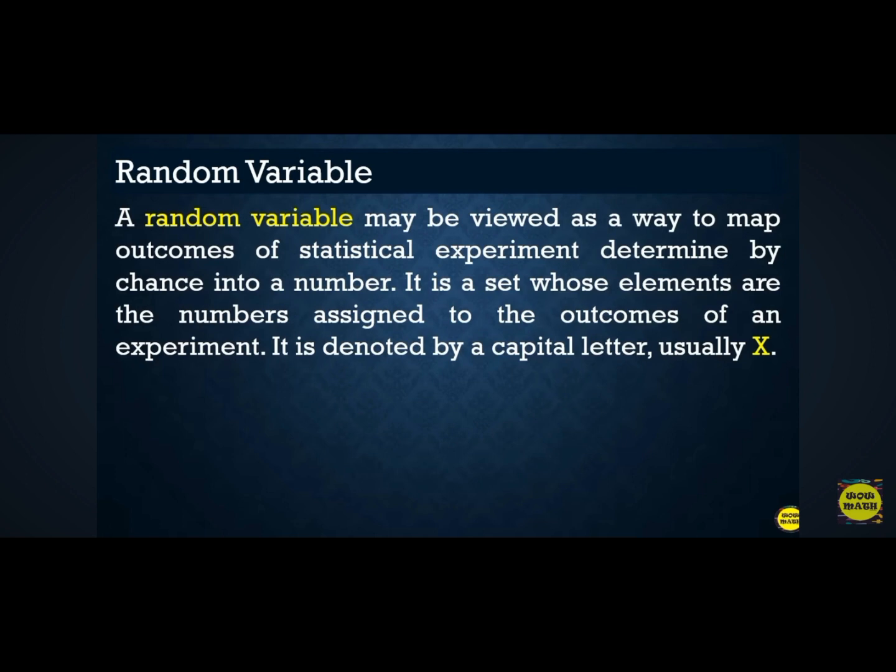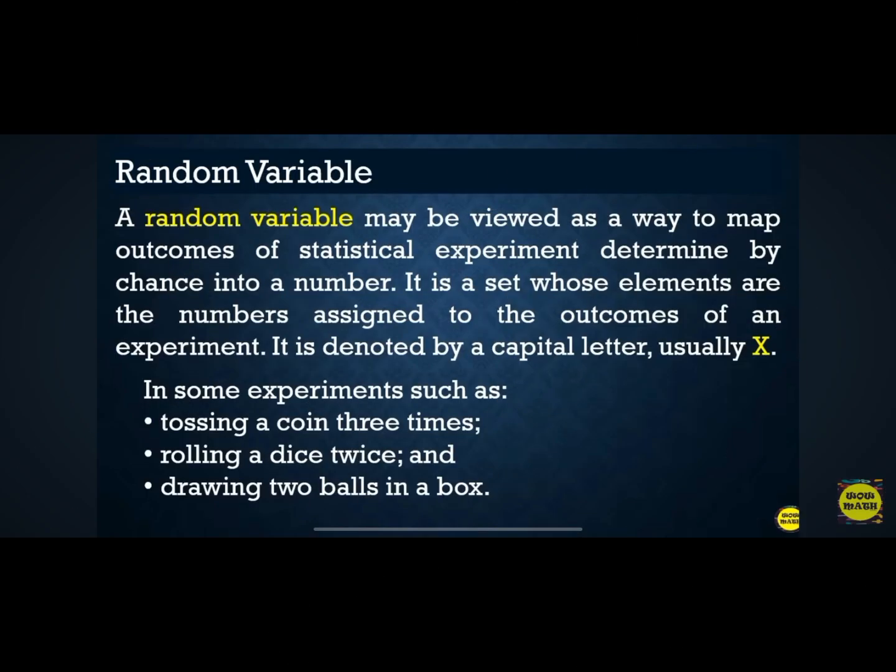A random variable may be viewed as a way to map outcomes of a statistical experiment determined by chance into a number. It is a set whose elements are the numbers assigned to the outcomes of an experiment. It is denoted by a capital letter, usually X. For example, in experiments such as tossing a coin 3 times, rolling a dice twice, and drawing 2 balls in a box.